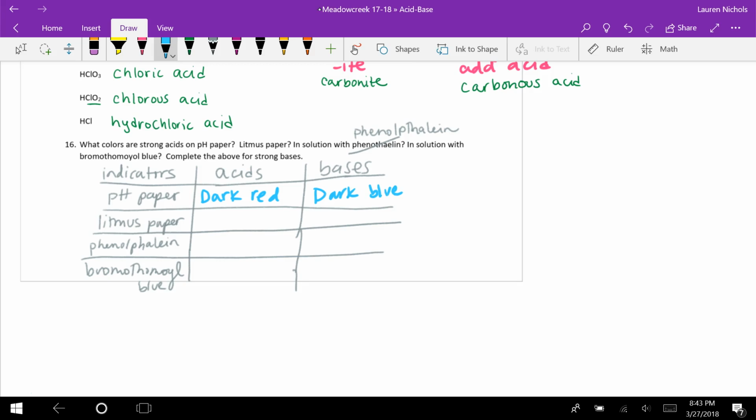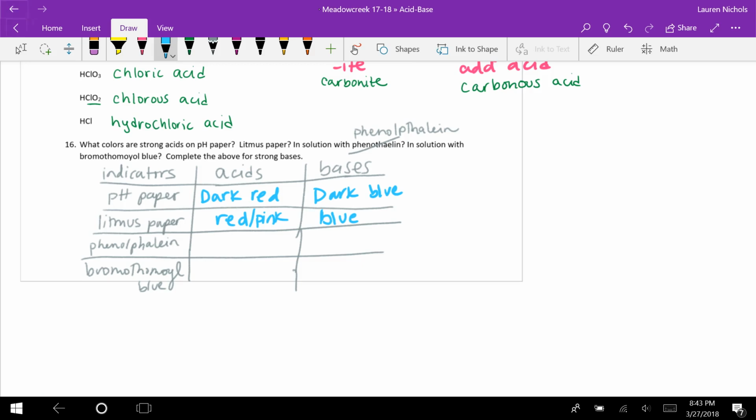Okay. And then with litmus paper, acids will turn red. Litmus paper will stay red. Okay, so if litmus paper ever stays red or turns red, it's an acid. But if litmus paper turns blue, and it's actually like a red pink and like a pale blue for litmus paper, but if it stays blue or if it turns blue, then it's a base.